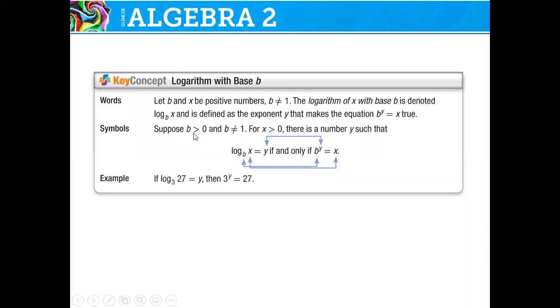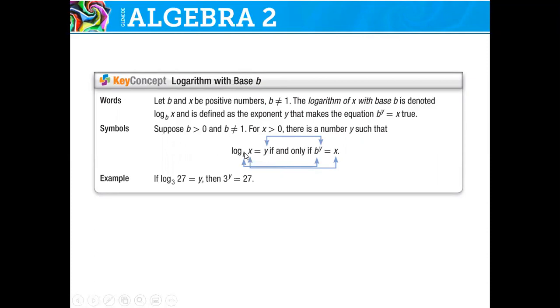Now, suppose that b is greater than 0 and b is not equal to 1. So for x greater than 0, there is a number y such that log base b of x equals y if and only if b to the y equals x. In other words, there is a relation between the logarithmic function and the exponential function, and this is how they are related. This is the inverse of the exponential function, and this is the logarithmic function.